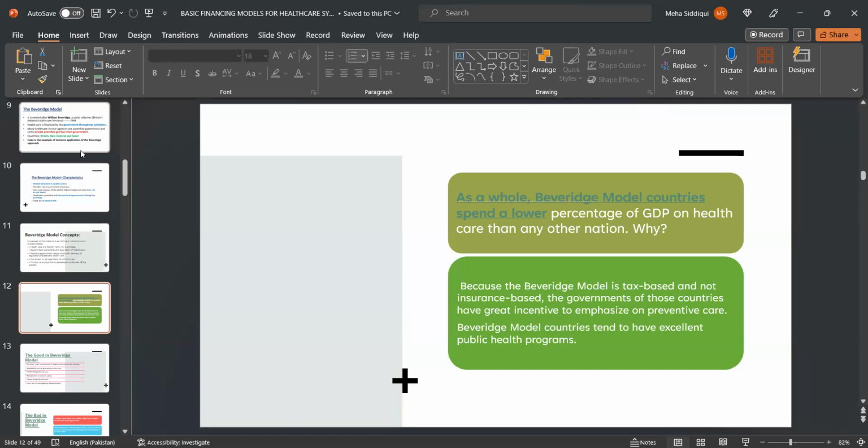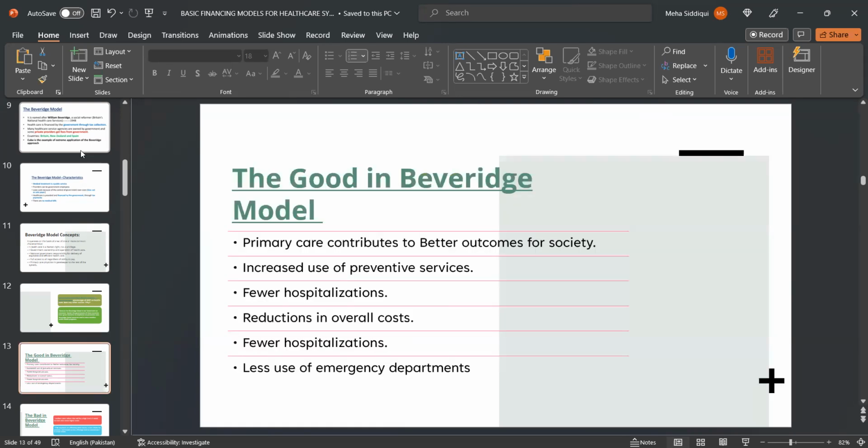Now, as a whole, Beveridge model countries spend a lower percentage of gross domestic product on health care than any other nation. Why? Because the Beveridge model is tax-based and not insurance-based, the governments of those countries have great incentive to emphasize preventive care. So the countries where this model is working tend to have excellent public health programs.